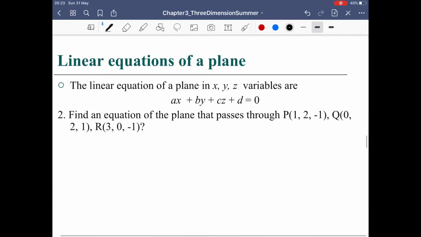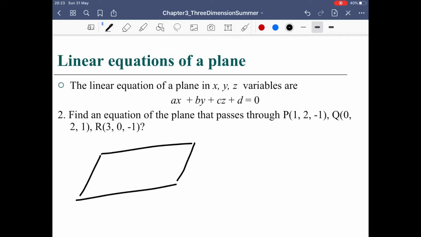So now let's see if you want to find the plane that is passing through 3 points. You got your plane, you got one point as P, one point as Q, and one point as R. You can think of it this way: here you have PQ and PR as two vectors on this plane.